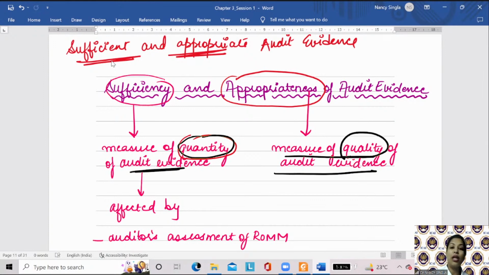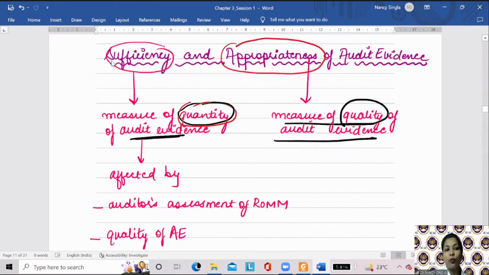ठीक है. So now first we will try to understand what? Sufficiency. ठीक है? So when the auditor is obtaining audit evidence, auditor will consider whether he has obtained sufficient audit evidence. That is, whether the quantity of audit evidence is enough. Right?